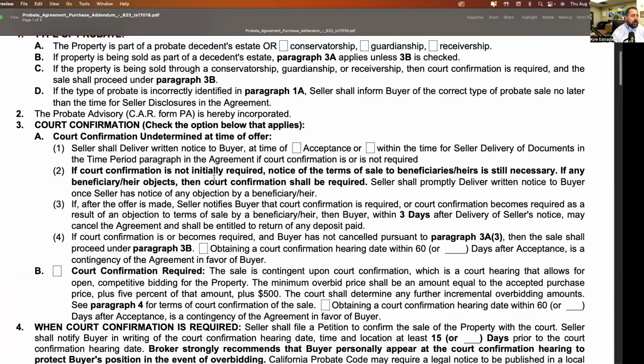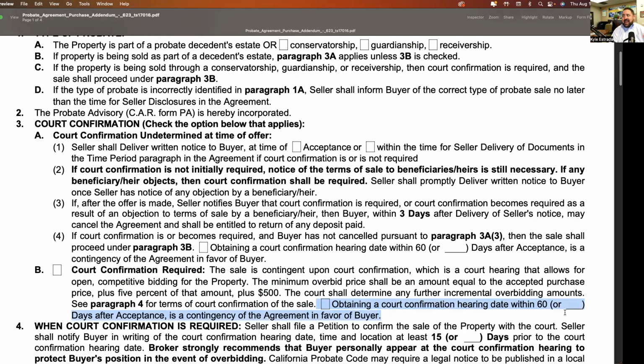Next up, the purchase agreement, probate addendum. There we go. What they added there is a sentence about the court confirmation required. Now they added this little check box down here and made it a contingency: if you can't get court confirmation within 60 days, or whatever number you put in there, after the acceptance of the offer, the buyer has the right to use that contingency to cancel. So they added that in there for probates.